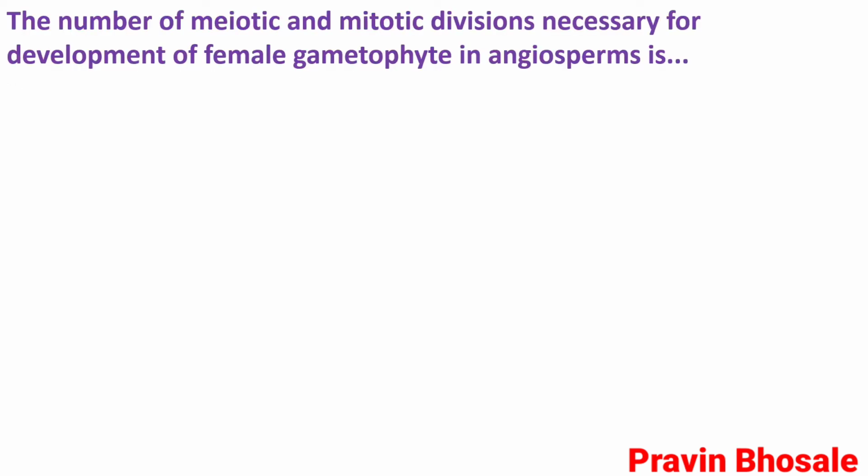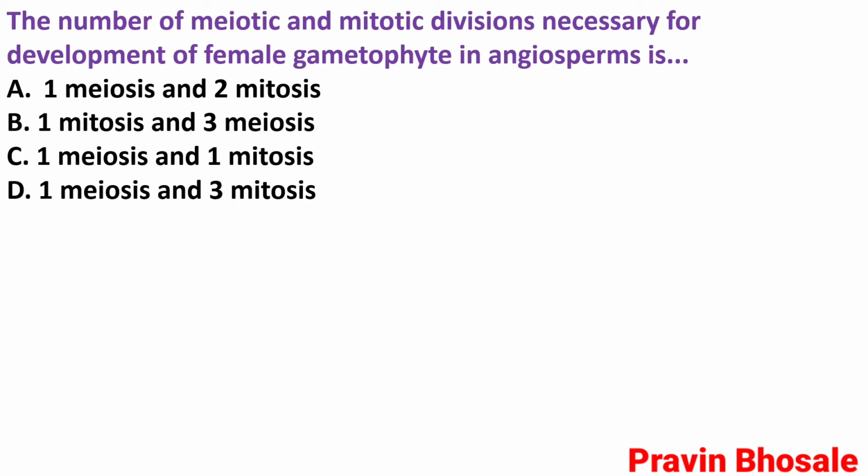The number of meiotic and mitotic divisions necessary for development of female gametophyte in angiosperm is. These are the options. And the right answer is D. 1 meiosis and 3 mitosis.